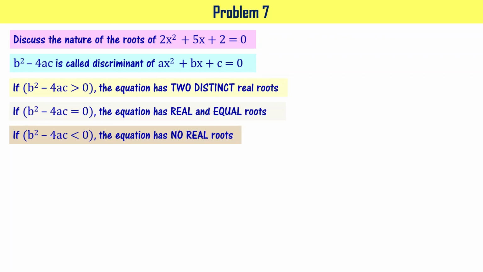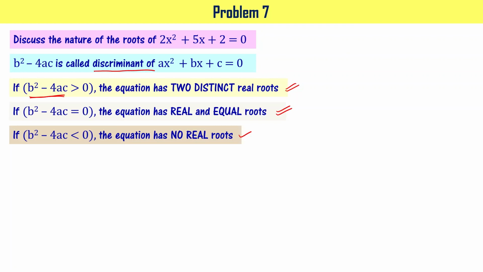Based on the value of b square minus 4ac, we can say what kind of roots the given equation is going to have, right? Are they going to have real roots or no real roots? If the roots are real roots, then are they going to be distinct or equal? The value of b square minus 4ac is able to differentiate, right? That is why b square minus 4ac is called the discriminant of the given quadratic equation.